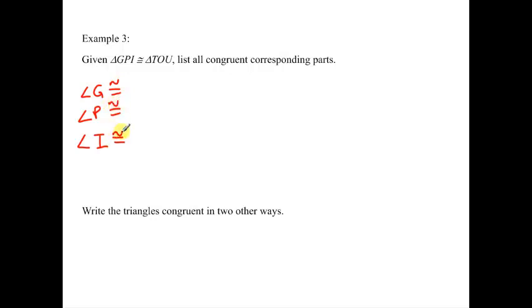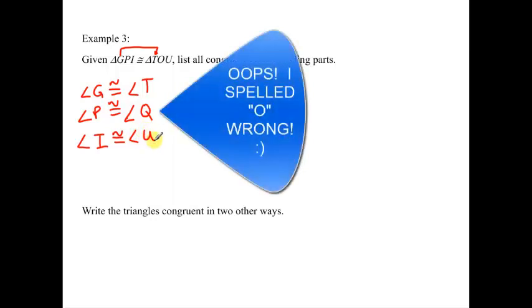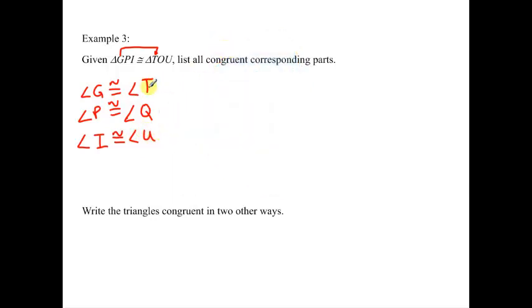How do I know which one is congruent to G? Well, I've got to just look at where G is and match it up with the first letter there. So angle G was first, angle T is its match. What goes with P? That's the second letter in the statement. That's going to be angle O. And of course, angle I is going to match angle U. Okay, those are the congruent angles.